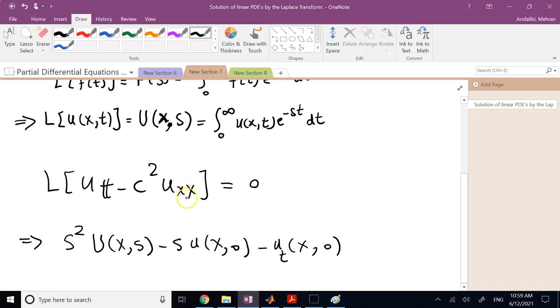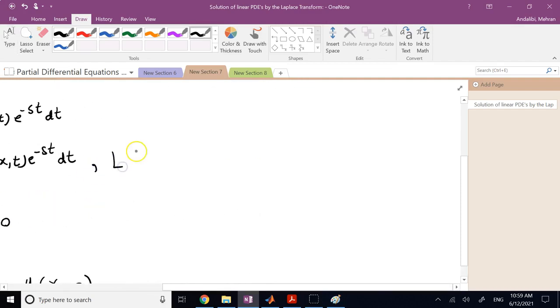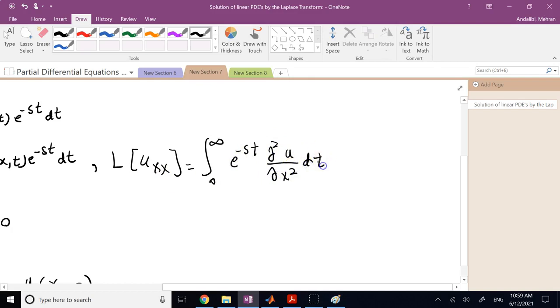Now, on x, it's not going to affect anything. So for the second derivative of u, when you apply Laplace to it, the Laplace and the derivatives in x can easily come out. So what do I mean by that? Let me show you. What is the Laplace of u_xx? You can write it as the integral from 0 to infinity of e to the negative st, and u_xx, the second partial of u with respect to x, dt. Now note that inside the integral, everything is with respect to t. This derivative is with respect to x. I can bring this double derivative in x out of the integral, and I can write it like this.